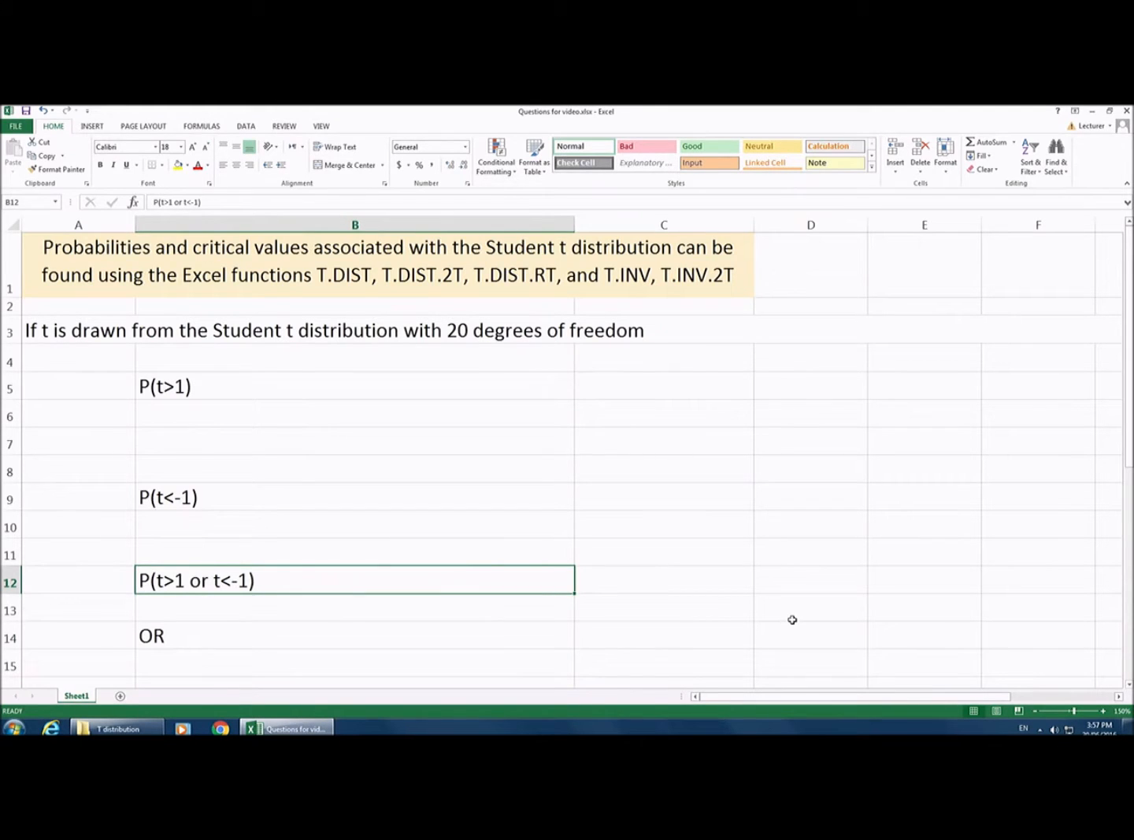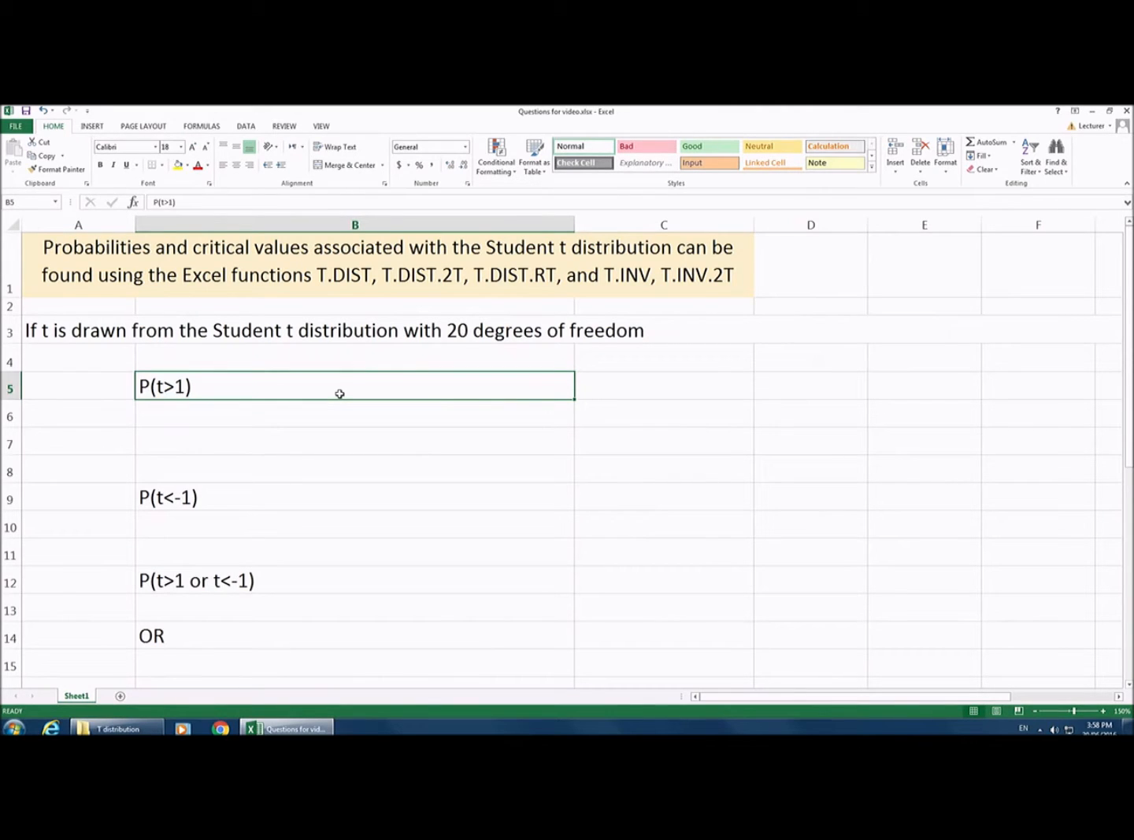We're now going to be using Excel to find probabilities and critical values associated with the student t distribution. So we're going to be using a t distribution with 20 degrees of freedom in these examples. There are many different student t distributions and they are distinguished by their degrees of freedom. The first example we're going to look at is the probability that t is greater than 1.